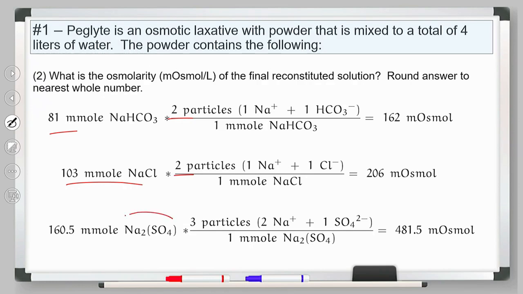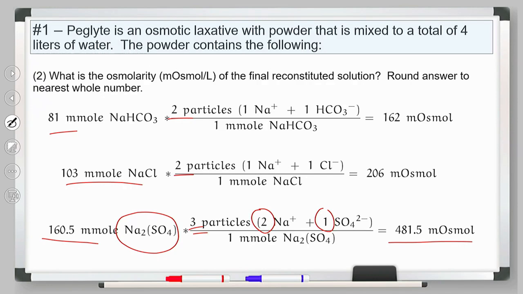But remember our special drug here, sodium sulfate, that has Na2SO4. When it dissociates, you get 2 sodiums, remember, and 1 sulfate. So the total number of particles is 3. So we take its millimoles times 3 to convert from the number of parent molecules to the number of particles generated in solution by those parent molecules.